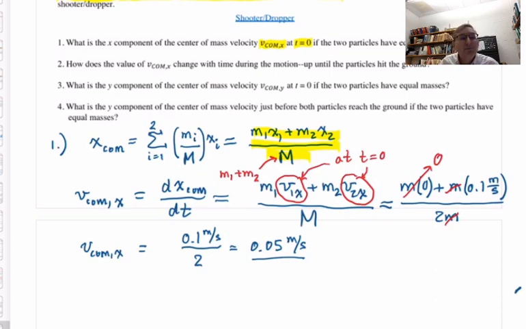Let's go on to part 2. How does the value of VCOMx change with time during the motion up until the moment the particles hit the ground? Right? So, what can we say about how VCOMx changes with time? I'd like you to think about that a minute, make a prediction for yourself, pause the video, and then when you're ready, start it up again.